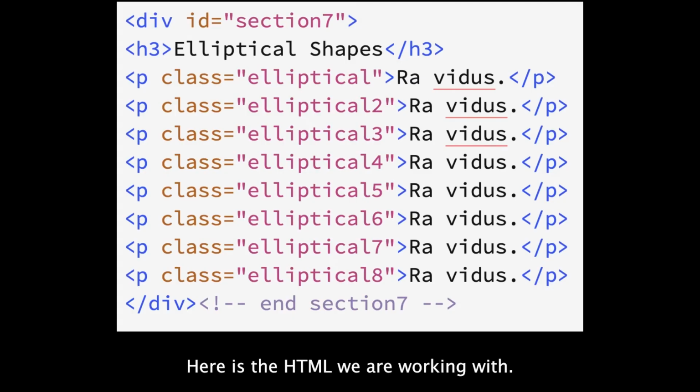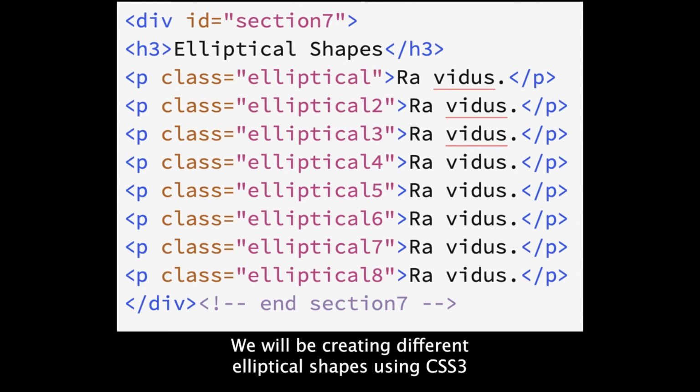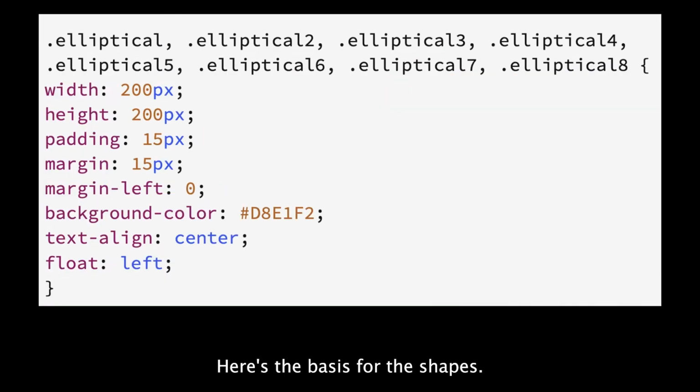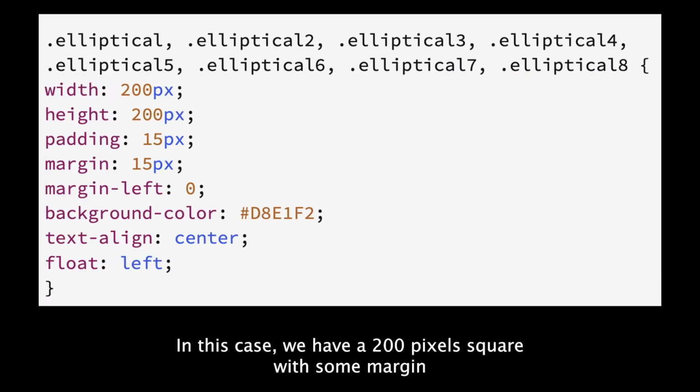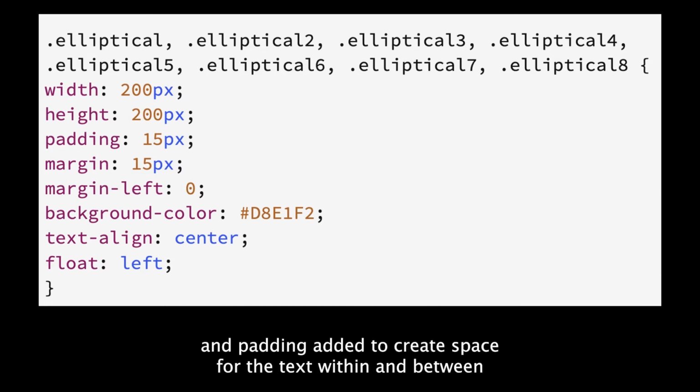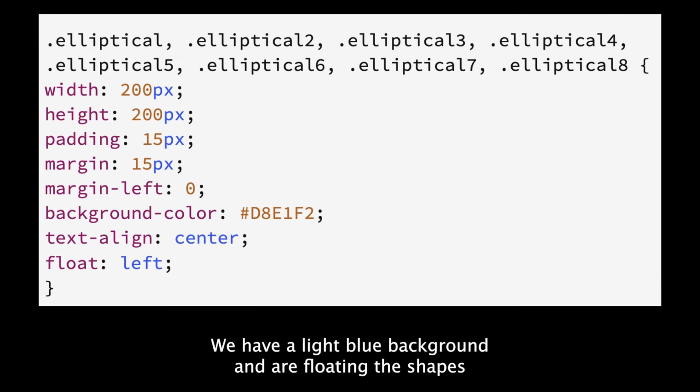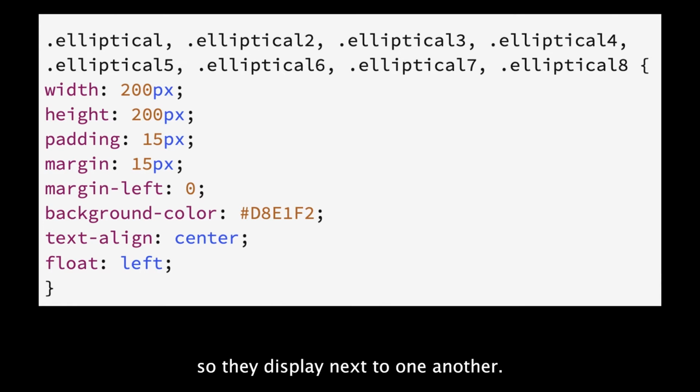Here is the HTML we are working with. We will be creating different elliptical shapes using CSS3. Here's the base CSS for the shapes. In this case, we have a 200 pixel square with some margin and padding added to create space for the text within and between shapes. We have a light blue background and are floating the shapes so they display next to one another.